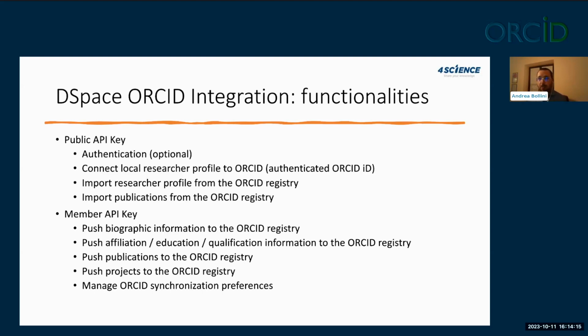If you are an ORCID member and you can put your member API in DSpace, you will be able also to write data to ORCID. This means that you will be able to push biographic information about your researcher to the ORCID registry. You will be able to push affiliation, education, qualification, publication, and project, and allow your researcher to manage ORCID synchronization preferences.